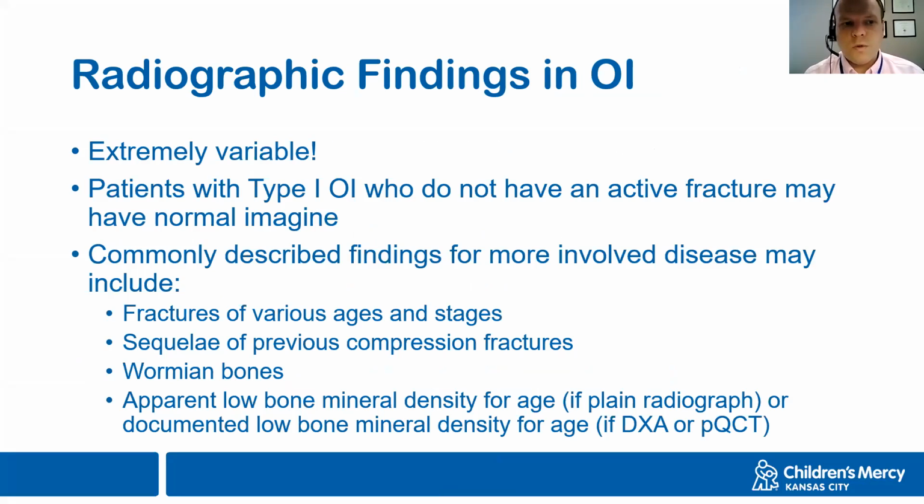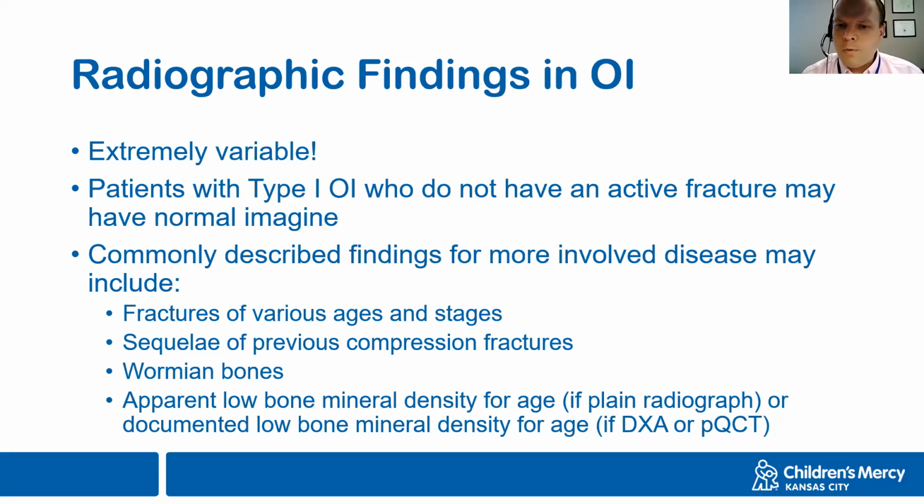So we have patients with type 1 OI who, if they don't have an active fracture, may have relatively normal imaging. But commonly described findings for patients with more involved disease may be the fractures in various ages and stages. Again, this can vary based on where you're getting a patient in terms of the severity of disease and also in their age. Sometimes you'll see sequelae from previous compression fractures. Sometimes this is referred to as codfish vertebra, but to my eyes that's not the perfect descriptor. Patients may have Wormian bones.